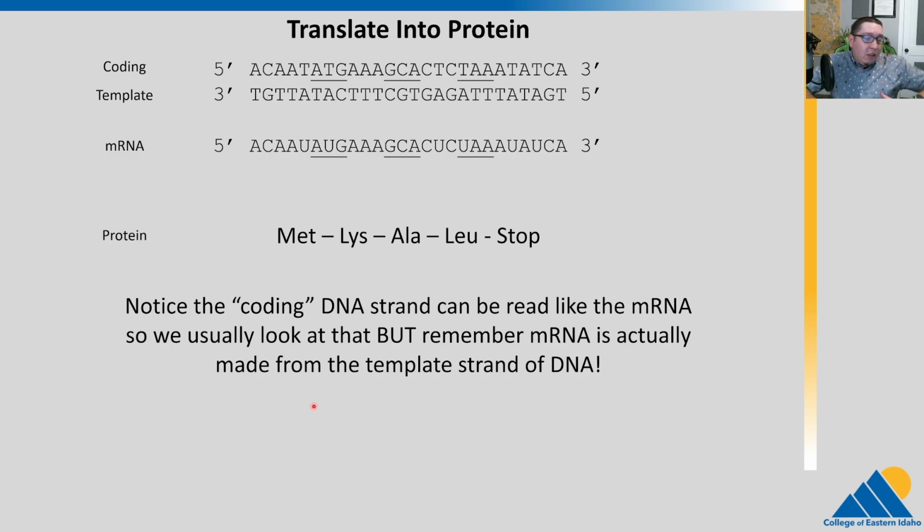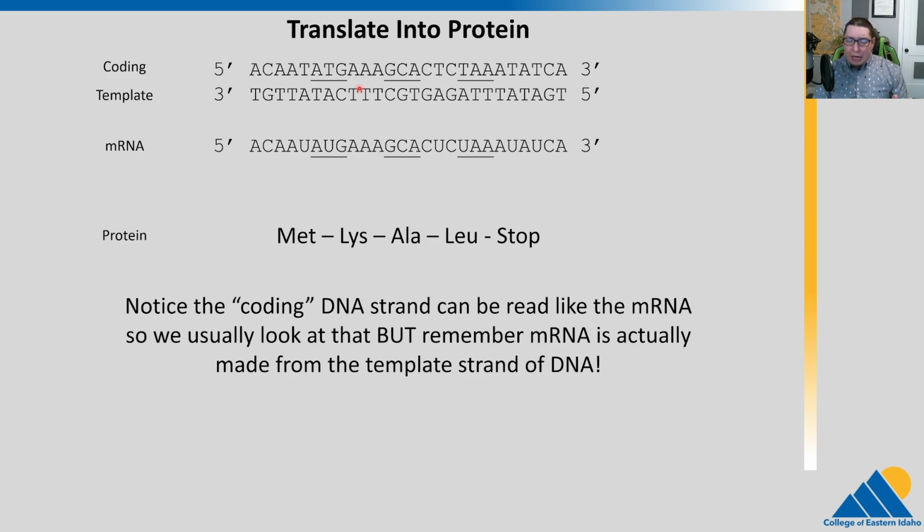So when we actually look at DNA on the computer or something like that, we always look at the coding strand because we want to know about the proteins that are in there, assuming we're working with protein coding genes. All right, so this is how we decode, translate the information. But how does the cell actually do it?